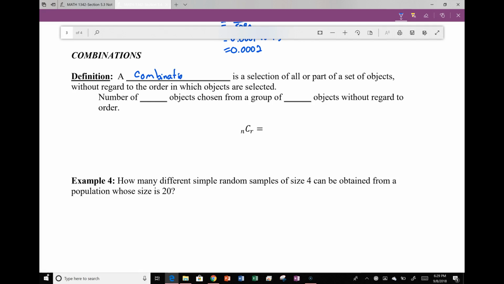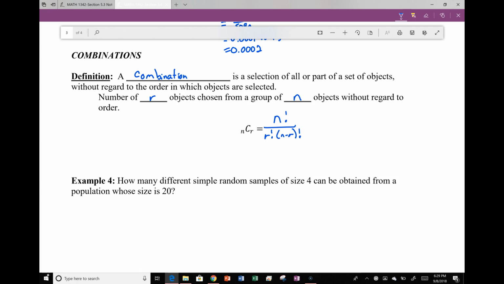Combinations is where we select some of the items from a group, but order does not matter. So we don't care which order they are selected in. So the number of R objects chosen from a group of N objects, this is our sample size, how many we're selecting, is NCR, N choose R. The formula for this is going to look similar to the permutation, except in this case we're going to have an R factorial times an N minus R factorial on the denominator. So it does change us a little bit.